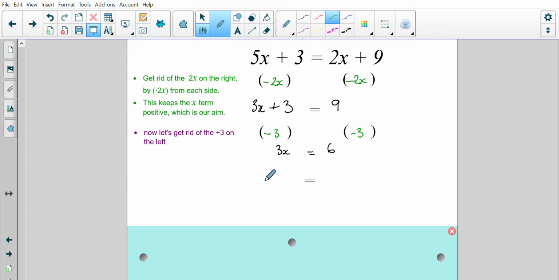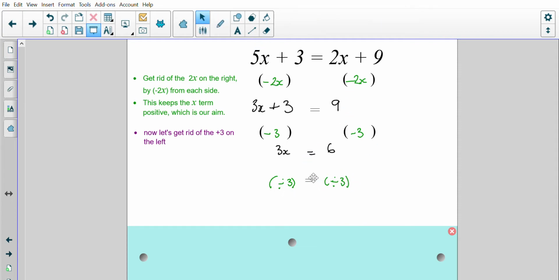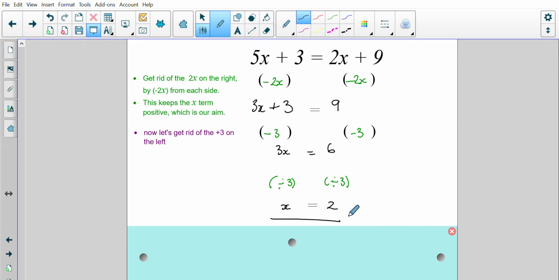So now I want to undo my 3 in front of the x. Remember, that's a multiply by 3. So I'm going to divide by 3. Do the same to both sides. Just move this equal sign down a little bit. So what we're left with there is x on the left hand side, and then 6 divided by 3 is 2, and there's my answer.